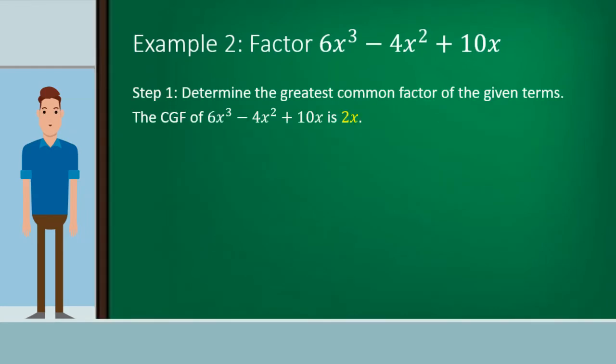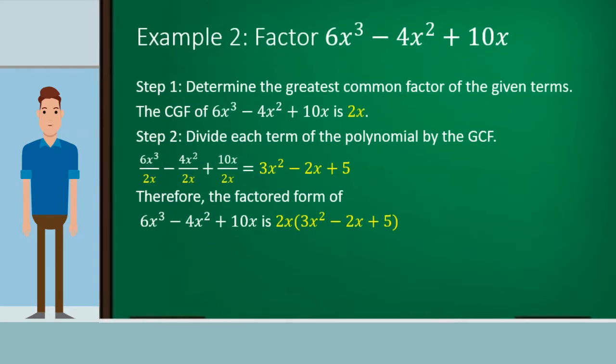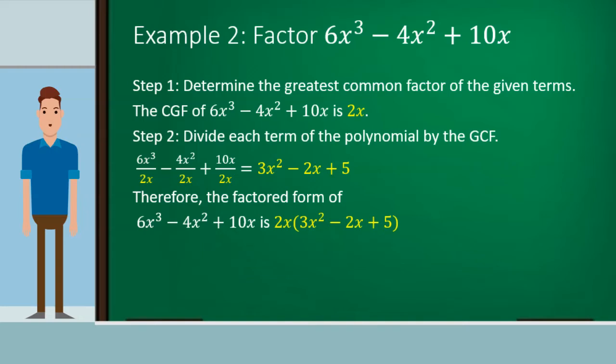Step 1. Determine the greatest common factor of the given terms. The GCF of 6x^3 minus 4x^2 plus 10x is 2x. Step 2. Divide each term of the polynomial by the GCF. 6x^3 minus 4x^2 plus 10x divided by 2x, is 3x^2 minus 2x plus 5. Therefore, the factored form of 6x^3 minus 4x^2 plus 10x is 2x times (3x^2 minus 2x plus 5).